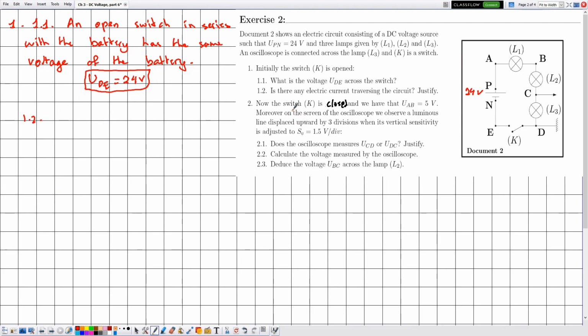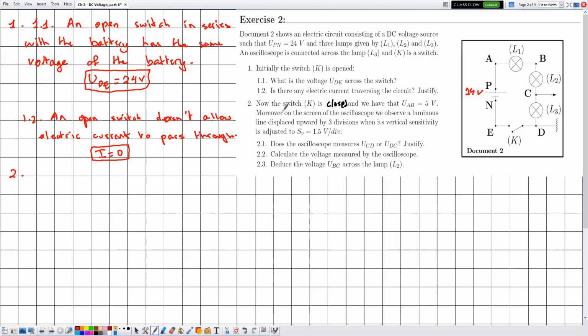Now in 1.2, they are telling me, is there any electric current traversing the circuit? Justify. We know that an open switch doesn't allow electric current to pass through. Therefore, the value of the electric current is 0. So an open switch doesn't allow current, therefore the value of the main current traversing the circuit is 0.